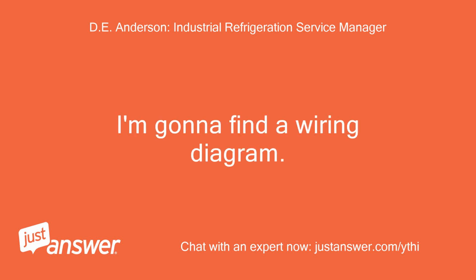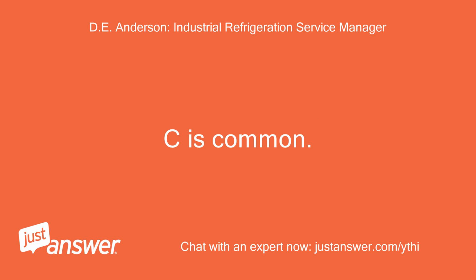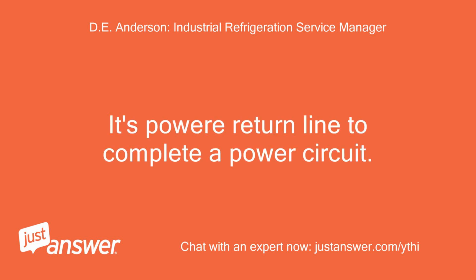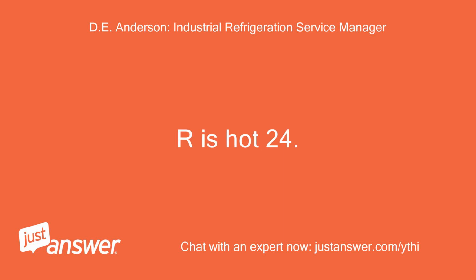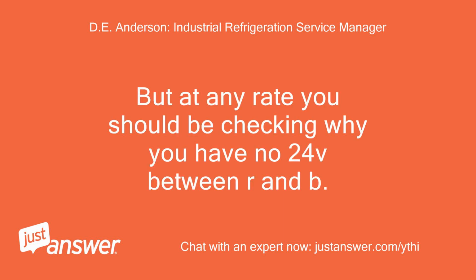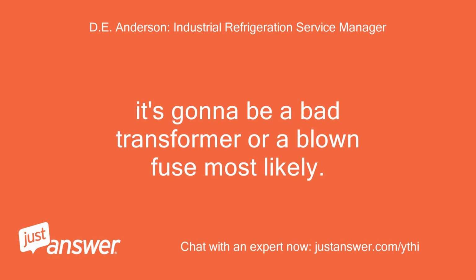I'm gonna find a wiring diagram. C is common. It's the power return line to complete a power circuit. That's B on the furnace. R is hot 24. But at any rate you should be checking why you have no 24V between R and B. It's gonna be a bad transformer or a blown fuse most likely.